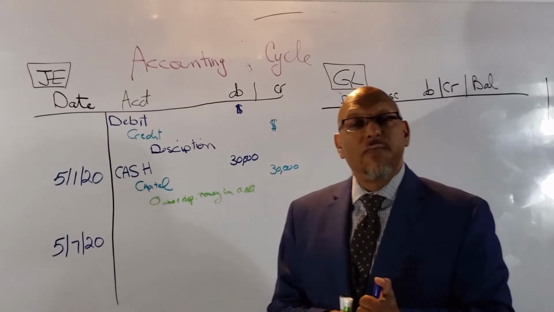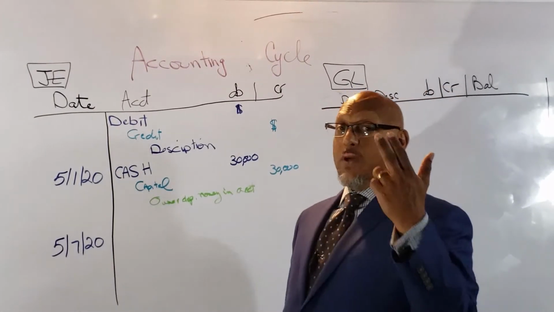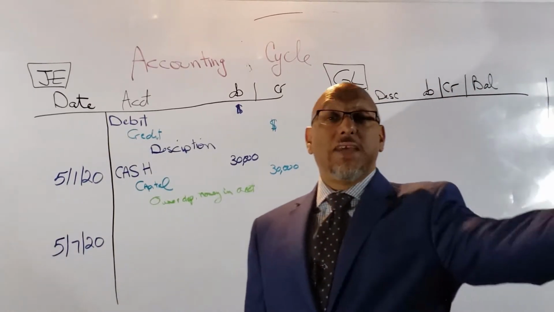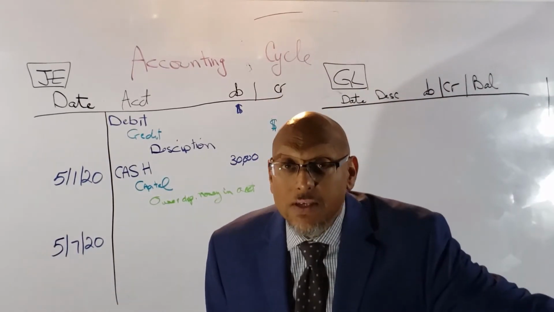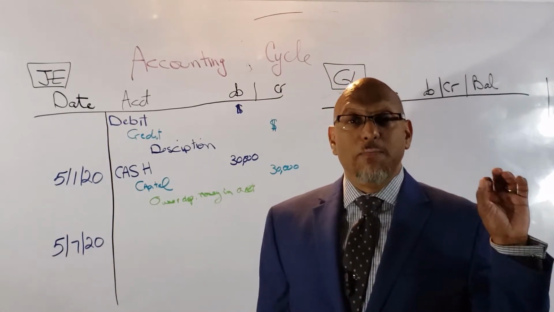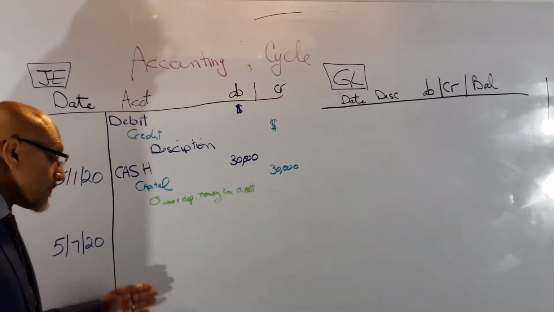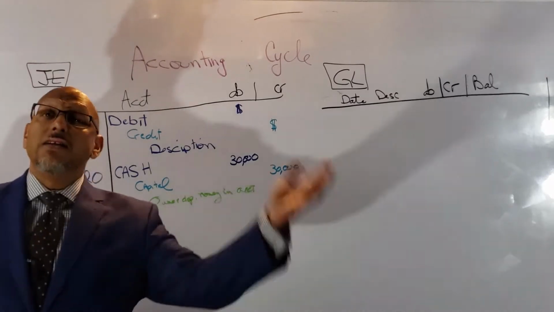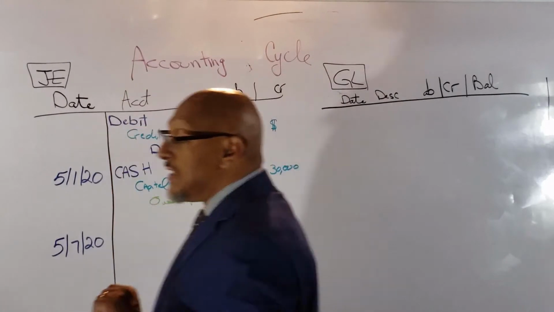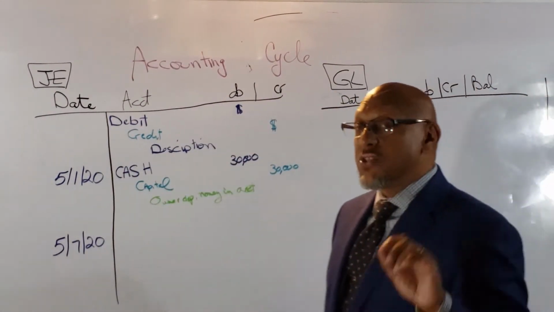What accounts are being affected? Well, we have prepaid insurance and we have cash. Which is increasing, which is decreasing? Well, we paid with cash, so obviously cash is decreasing. We didn't have an insurance policy. We bought a policy. We paid the premium for the policy, and because we paid a premium, prepaid insurance went up. So now we know which one's increasing, which one's decreasing, which one's debited, which one's credited.